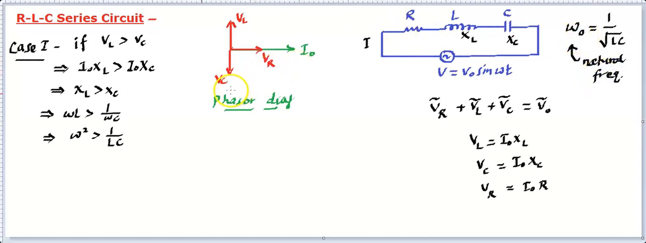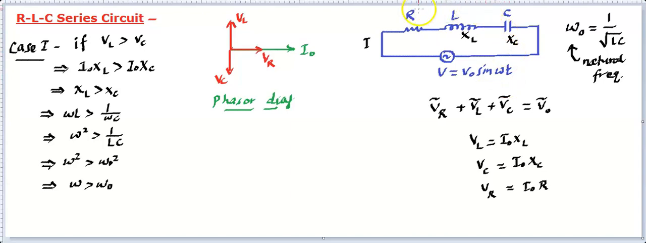So the point is, this is basically trying to say omega square is greater than omega naught square, which further says omega is greater than omega naught. Now this is the condition. That means whenever we say VL is greater than VC, we basically say omega is greater than omega naught. What is omega? Omega is the frequency of the source. That means it is the outside frequency.